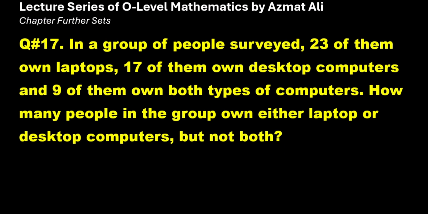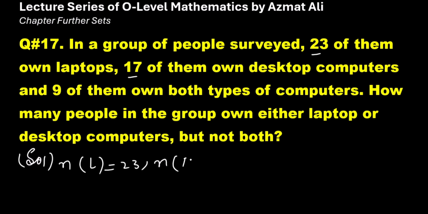In a group of people surveyed, 23 of them own a laptop. Here the total number of people is not given. The number of people who have a laptop is denoted by N of L. This is equal to 23. 17 of them own a desktop. The number of people having a desktop is 17, and 9 of them own both types. It means this is a case of intersection again. L intersection D is equal to 9.